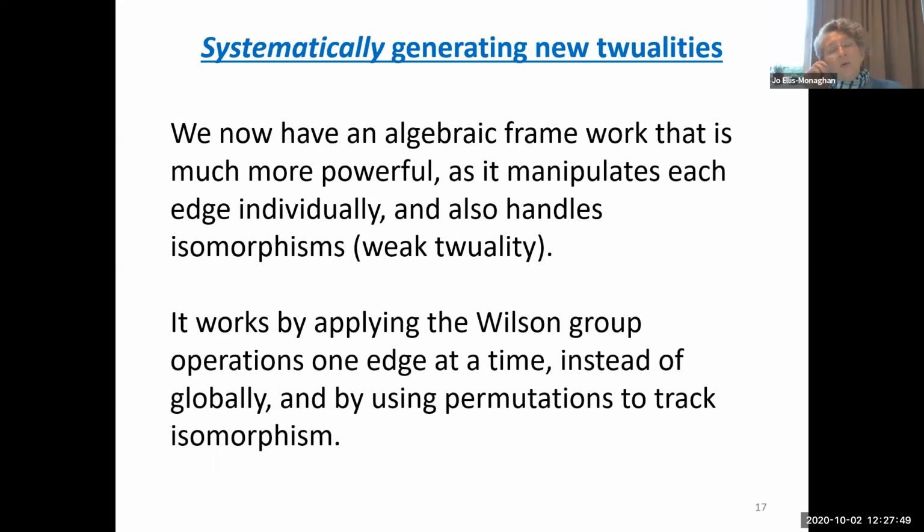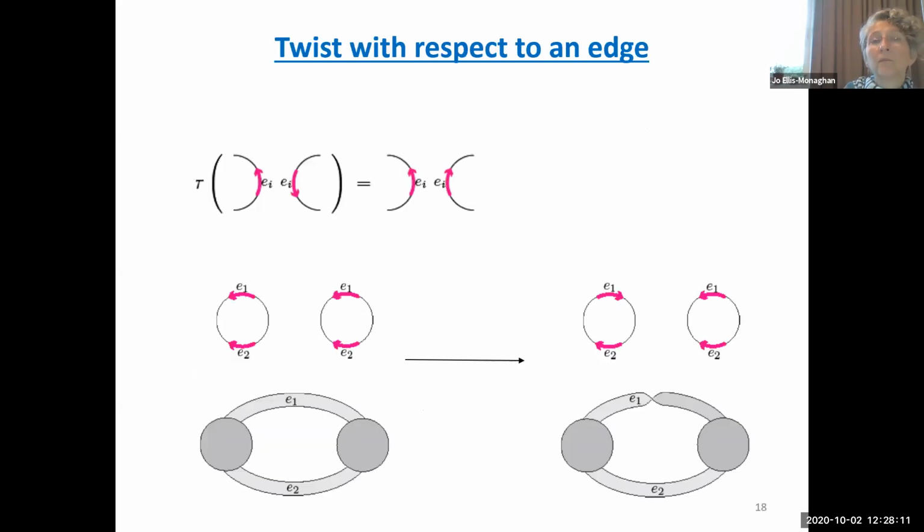Okay, so we have an algebraic framework that is a lot more powerful. It's going to manipulate each edge individually and also handle isomorphisms. It works by applying the Wilson group operations one edge at a time instead of globally, and by using permutations to track isomorphism. So what does it mean to apply these operations one edge at a time? This goes back to Shmutov's partial duality and builds an algebraic structure around that.